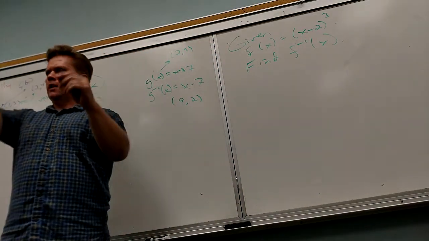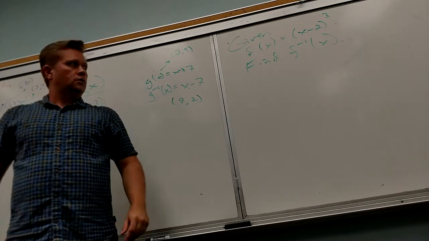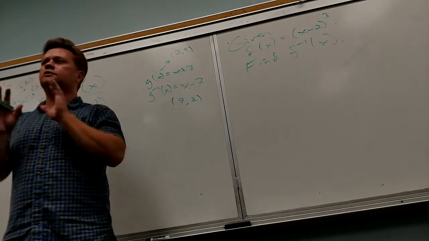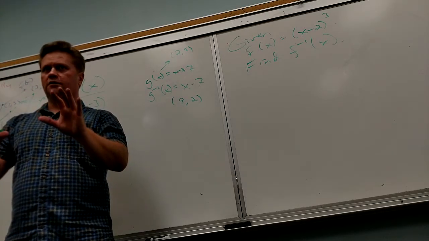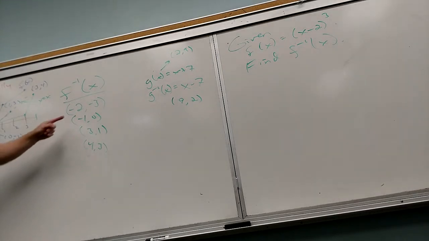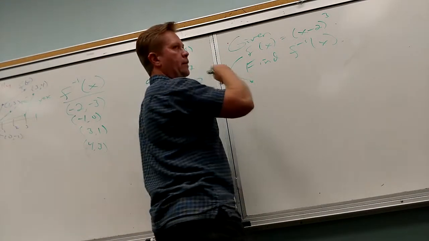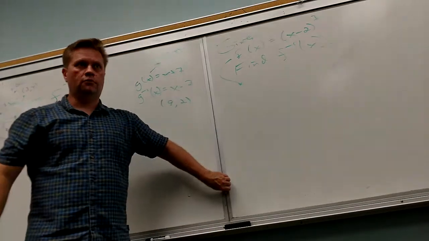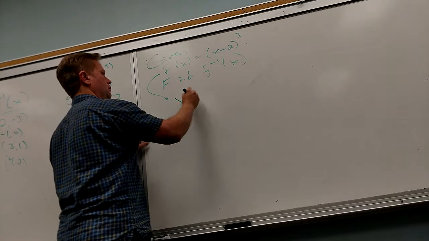So it's a cube, so it passes the horizontal line test, right? Now watch, this is too awesome. You ready? What do I do graphically to find the inverse? Switch the x and y. Where's the y in this? Let's bring the y back. f of x is y.